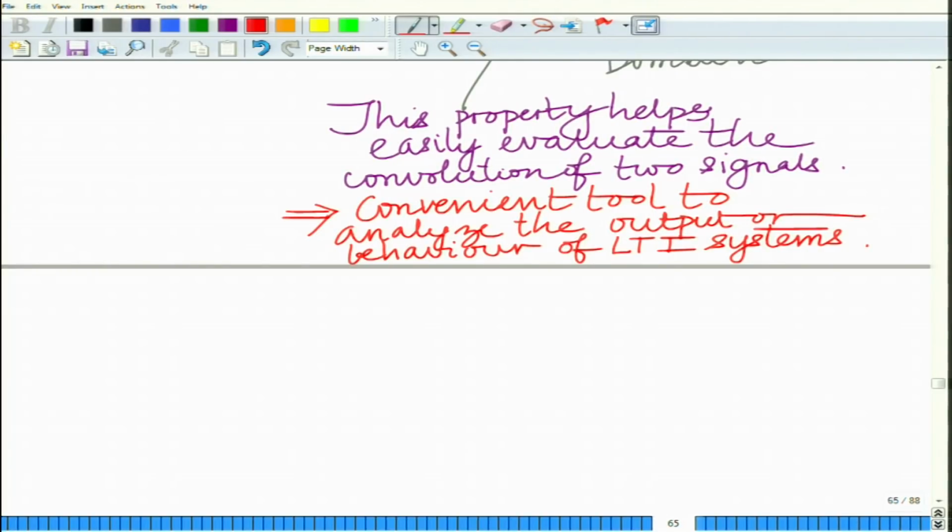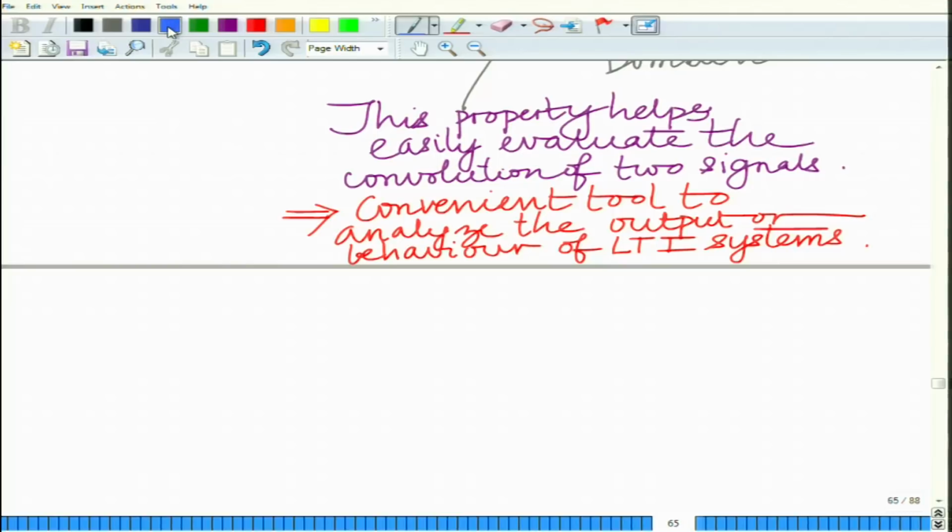Therefore, the Laplace transform is a very convenient tool in signal processing, communications, and several other areas such as control systems, instrumentation, etc., where one needs to analyze the behavior of a system, examine the output of a given system for different input signals, and also analyze the impact of the system for different signals, characterizing the interaction between various signals and systems. All right.